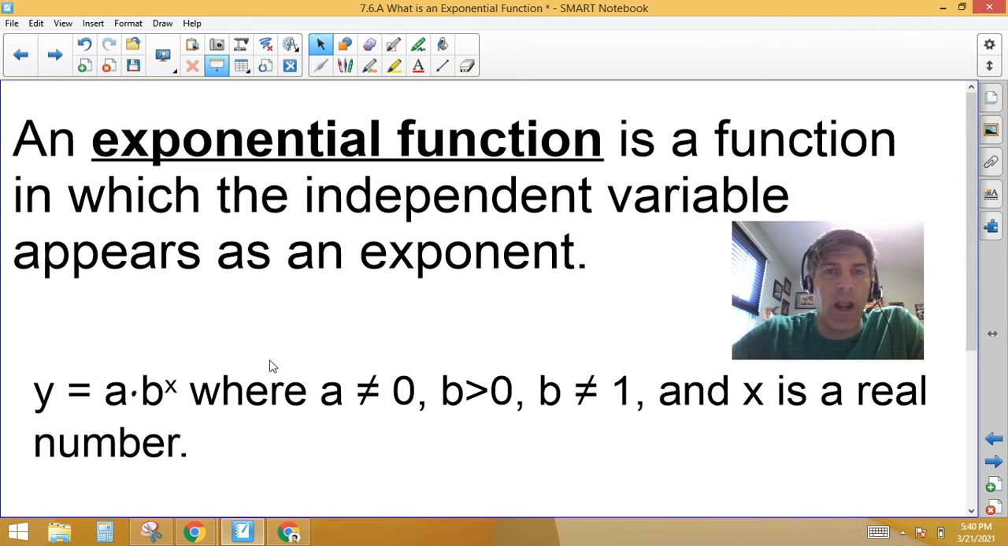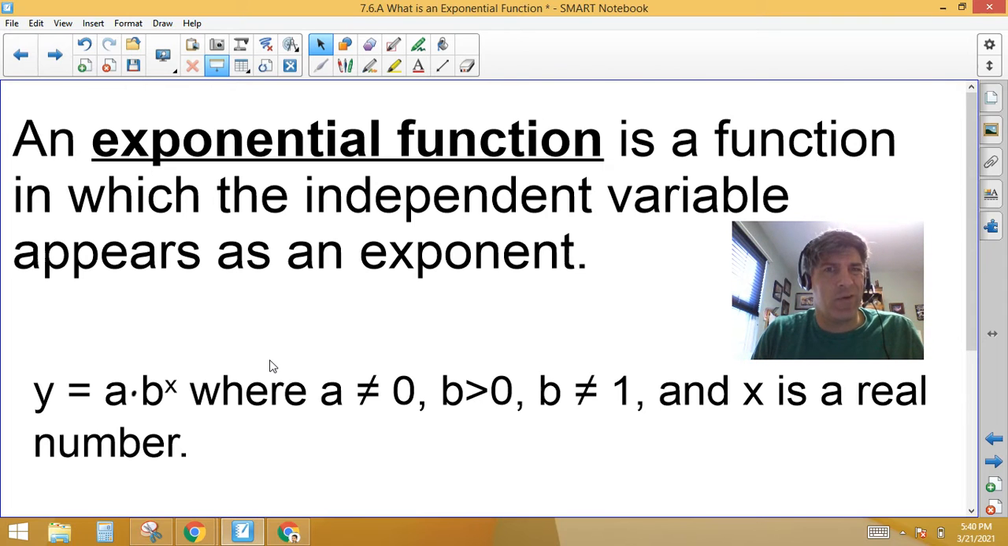All right. Lots of rules though. A can't be 0 because if a is 0, it cancels everything out and it can't be exponential. B has to be bigger than 0, meaning it has to be positive, but it can't be 1.